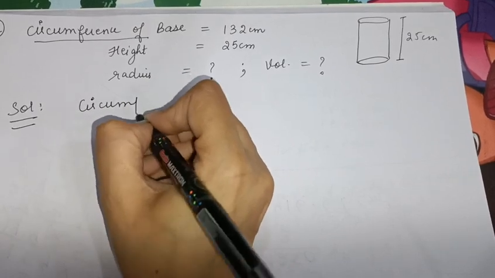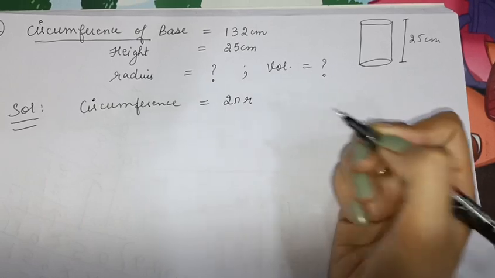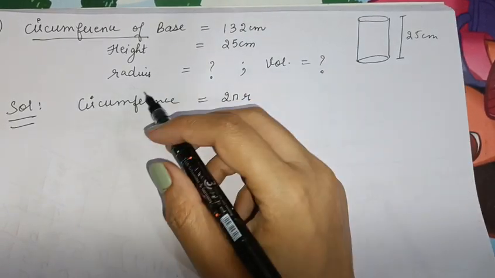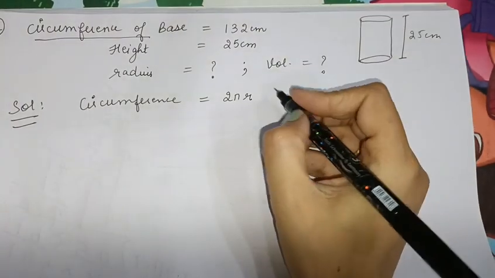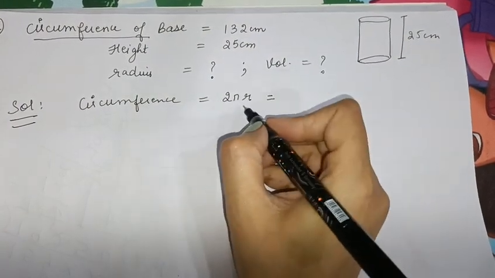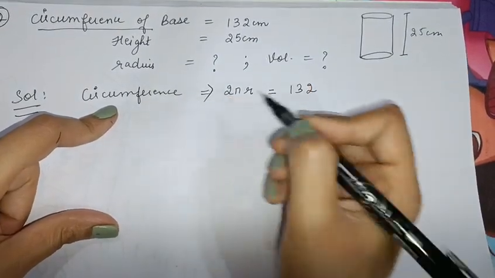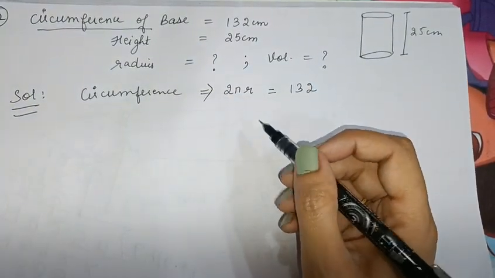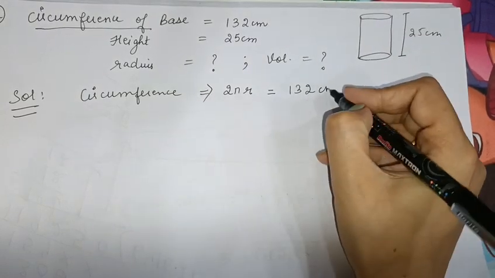If circumference is mentioned, that means the value of 2 pi r is given to us. Circumference is 2 pi r. Remember it this way. So whenever circumference is there, 2 pi r's value is given. So what is that value? 132. Always we have to start the question from the given things. So I have substituted the values.